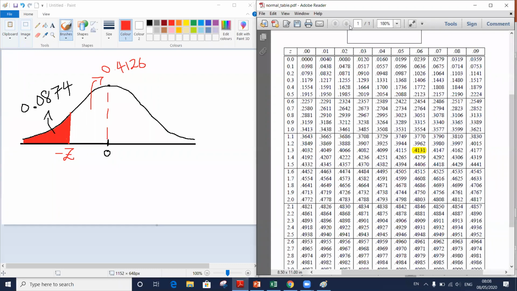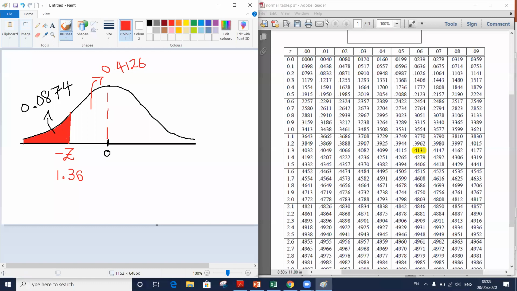A closer value. Right. So then what is the relevant z value? The z value is 1.36, right? So the z value here should be 1.36.